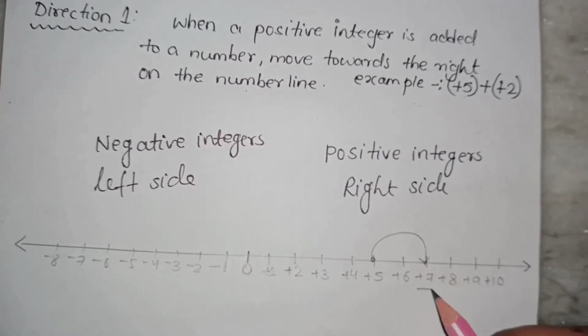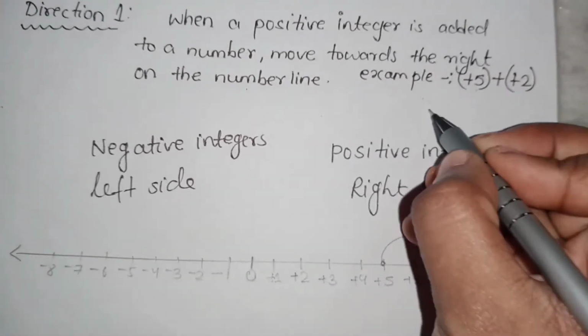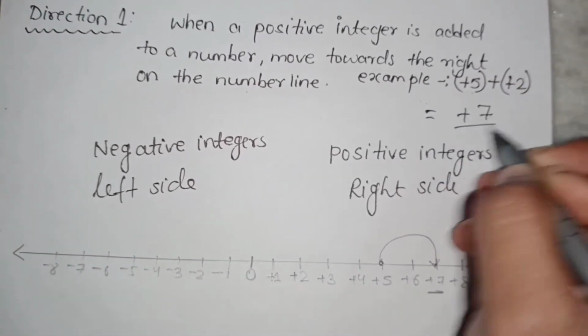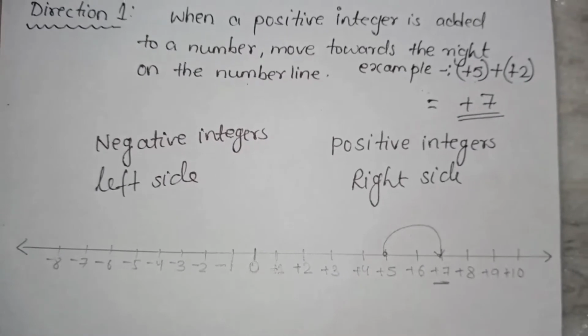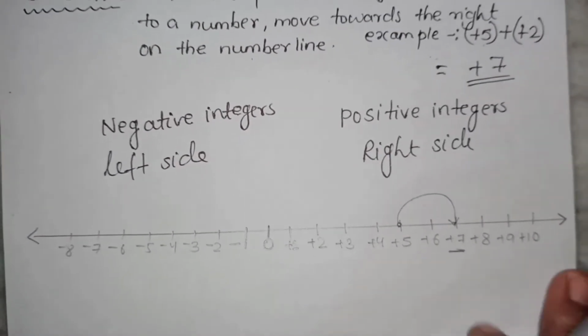So where have we reached? +7. So what is the answer? The answer is +7. So this was the addition on number line. Let me give you one more example.